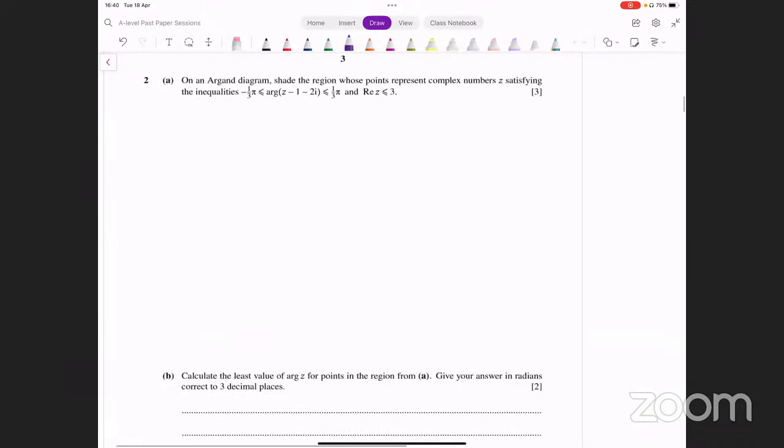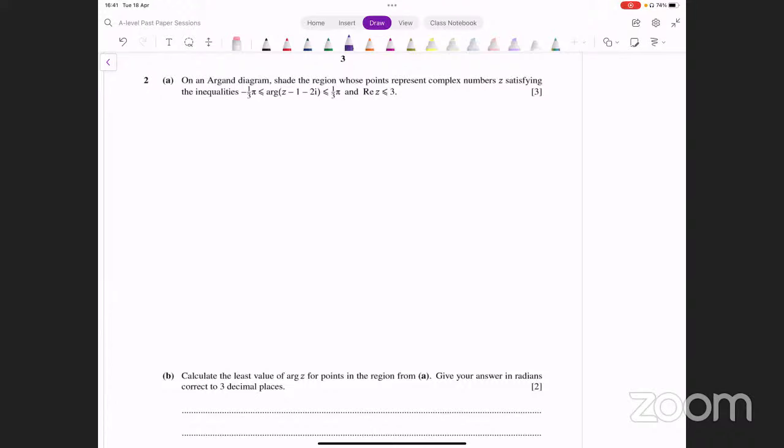Now it says, on an Argand diagram, shade the region whose points represent complex number z satisfying the inequalities. Argument of z minus 1 minus 2 iota is between minus pi over 3 and plus pi over 3, and also the real part of z is less than or equal to 3. We have these two inequalities given. Okay. Now, how do we represent this region on an Argand diagram?